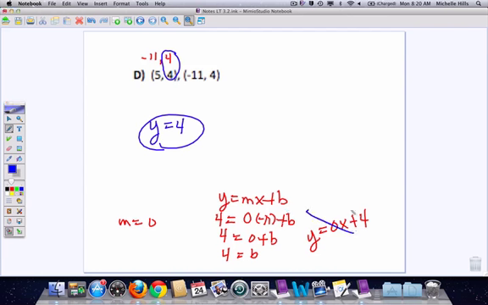But if we noticed this in the first place, that both the y's were +4, we can write that equation, and we're done with the problem right away.